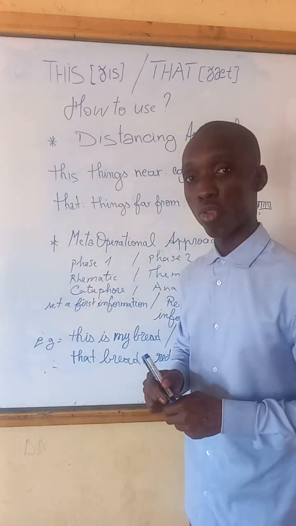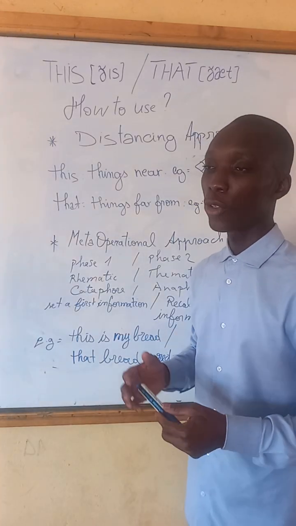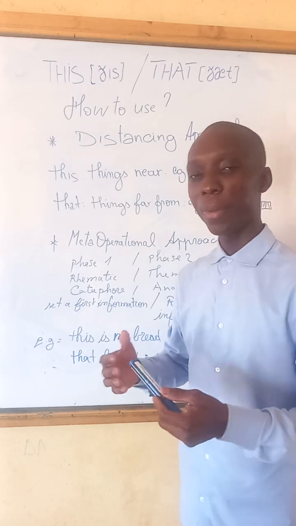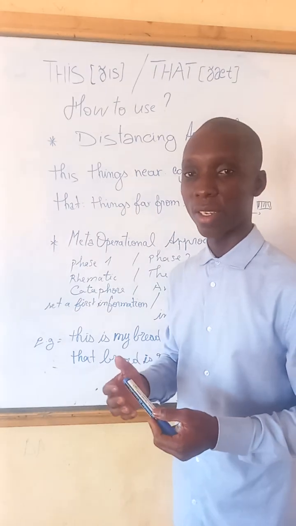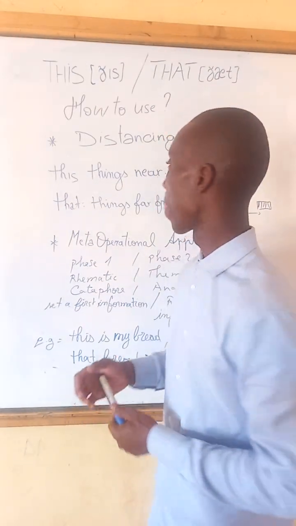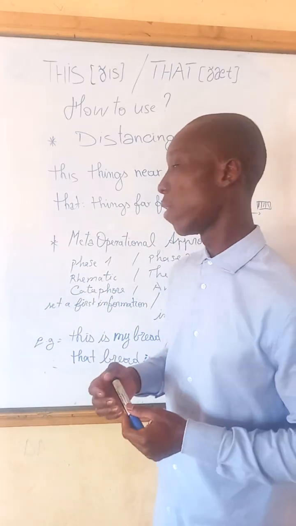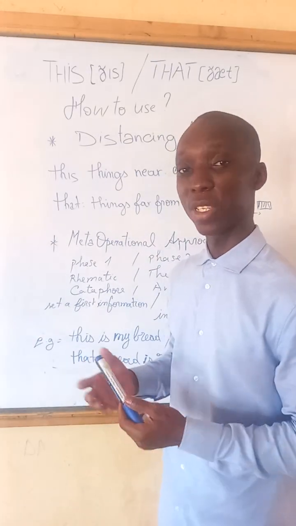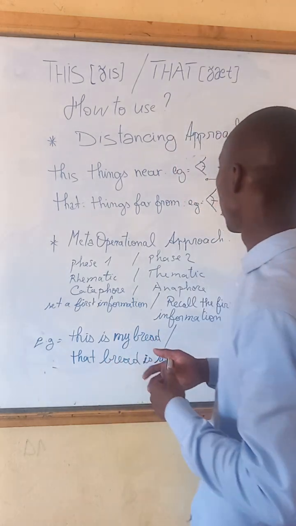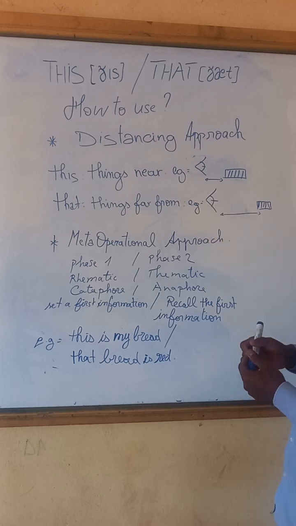In the distancing approach or proximity approach, we refer with this to objects that are near us or near the speaker. And we refer with that to things or objects that are far from us or from the speaker who is speaking, of course. So, this is why I put in a schematic or in a scheme here as such.